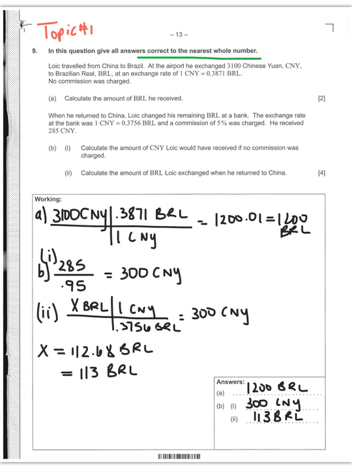Part B1 wants to calculate how much he would receive if no commission was charged. So 5% was taken away, which means he has 95% of what he started with. If you divide what he has now by 95%, or 0.95, he would have ended up with 300 Chinese yuan instead of 285. We want to know how many Brazilian real he started with. So he had X Brazilian real and converted it into Chinese yuan and ended up with 300. If you multiply both sides by 0.3756, you end up with 113 Brazilian real.